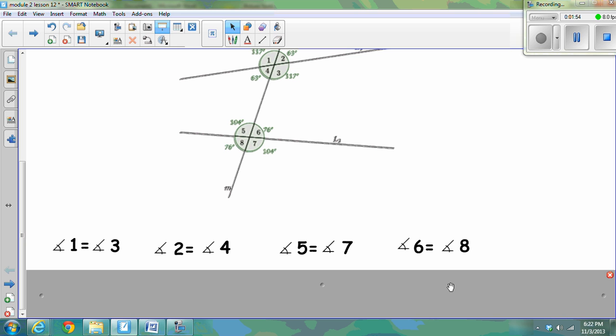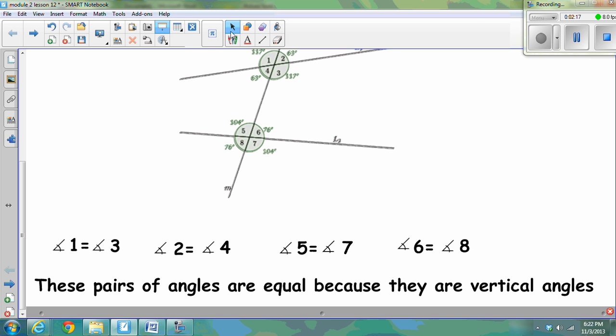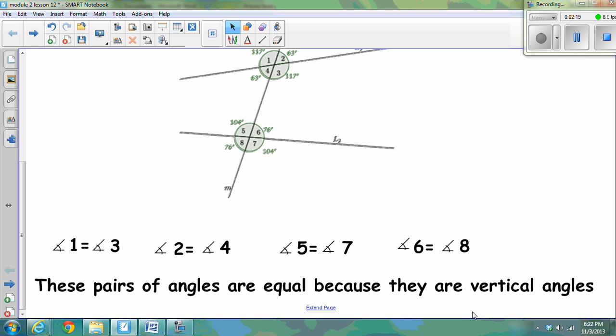So now the next question is, why are they equal? You should know from last year's work why they're equal. Think of what the relationship is between angles 1 and 3, and 2 and 4, the relationship between 5 and 7, and the relationship between 6 and 8. Think for a minute. You should remember that they're called vertical angles. And they're equal because they're vertical angles.